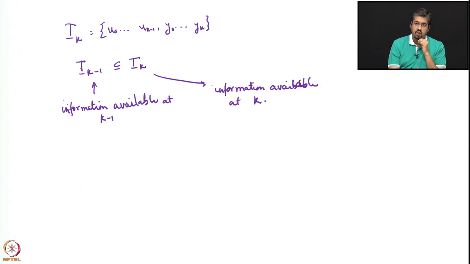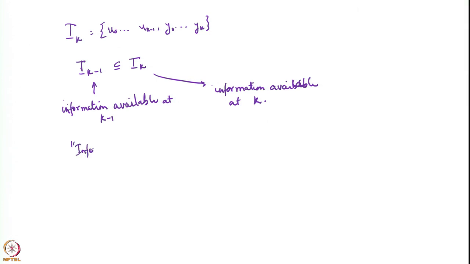So, as a result of this, what we have effectively said is that information continues to accumulate over time. Information is not being forgotten, all right. We are not forgetting anything that we knew in the past. So, all the information that we had in the past continues to be available to us in the future.